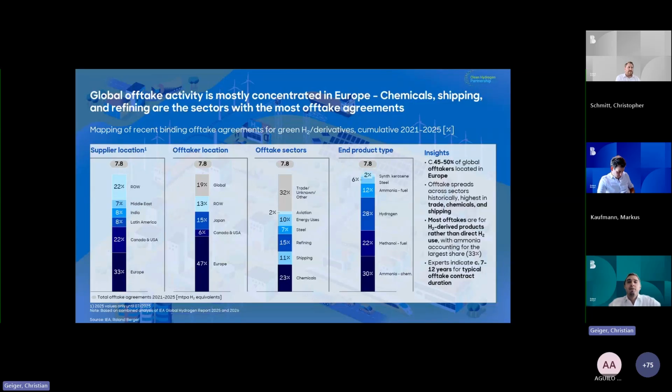When we look at the offtake sectors, this also historically resonates with our assessment, which reflects willingness to pay going forward. We see a strong share of offtake agreements being made in the chemicals industry, refining, steel, but also shipping and energy use cases. We'll come to that in a minute. This is also reflected by the end product type: a strong share of ammonia for the chemical industry, methanol fuel being used also for shipping, and hydrogen, obviously a large share for refining and steel use cases.